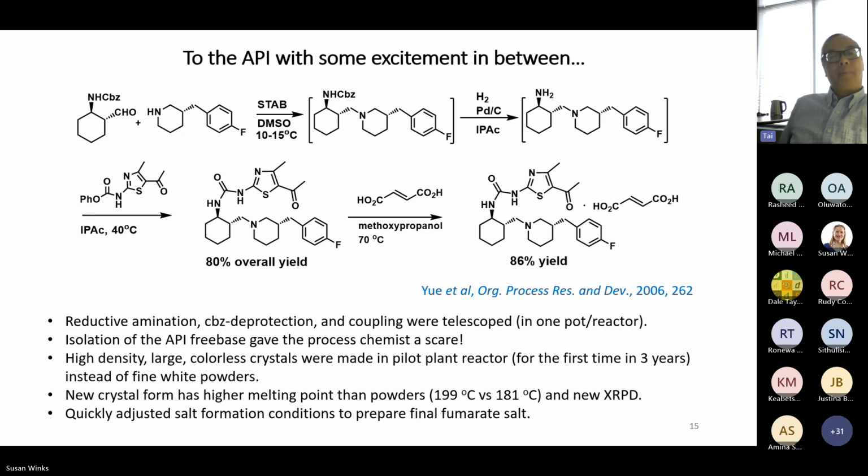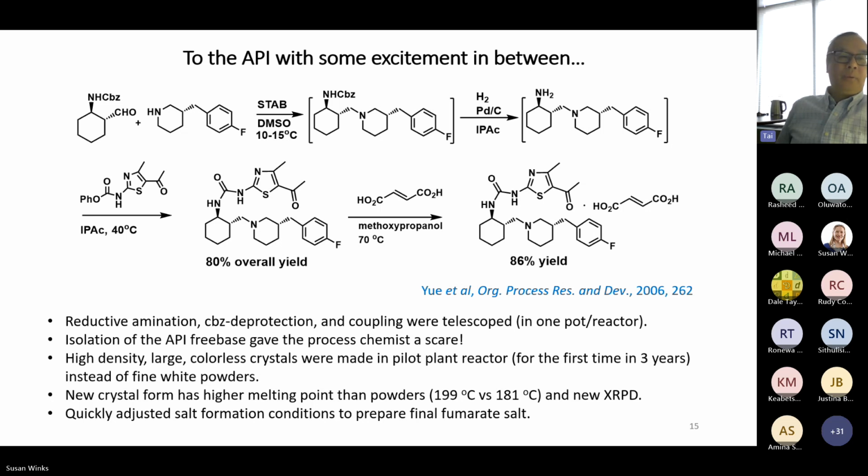All the chemistry went well, but something unexpected happened here, and it caused me and the whole team a big scare. When we crystallized out the free base of the API, a new and different polymorph was observed. Instead of getting nice powder, we got really high density, extremely large colorless crystals. The purity was good, but the problem is it impacts the solubility of the free base. This new crystal has a higher melting point and a different X-ray diffraction pattern, so it's definitely a different polymorph.